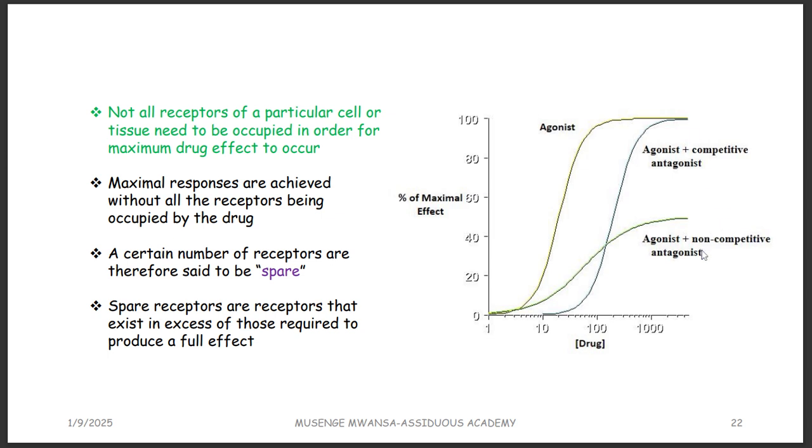When you give a non-competitive antagonist, it binds to another portion of the receptor. So what happens is that when the non-competitive antagonist binds, it will make the agonist not do what it's supposed to do to the maximum point. So in other words, a non-competitive antagonist will reduce the efficacy of an agonist, while a competitive antagonist is going to reduce the potency of the drug. Make sure that you understand those two.